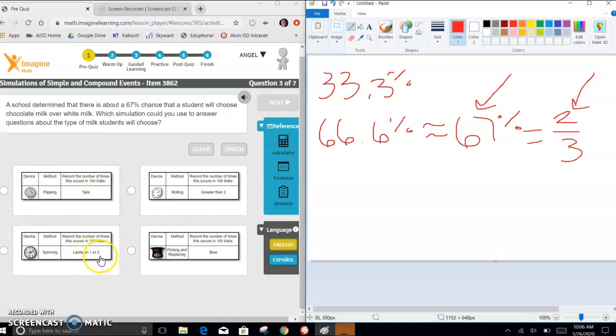Down here, 1 or 2. We should remember from 2 questions ago that this was 25%. This is 1 out of 4 or 2 out of 8. Over here, rolling something greater than 2. So I need to write down my numbers on a number cube.